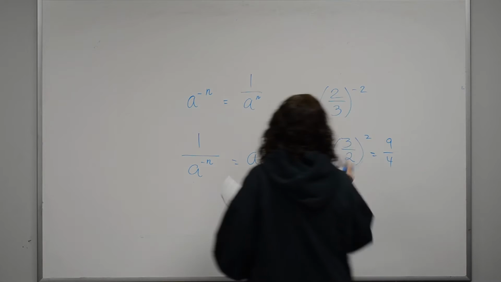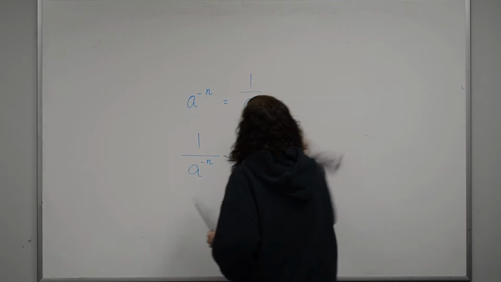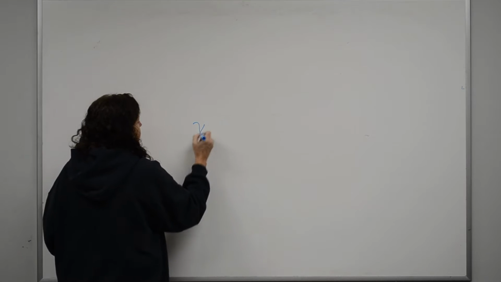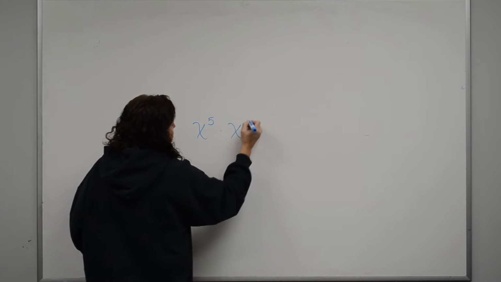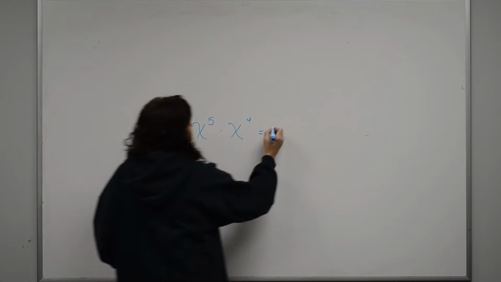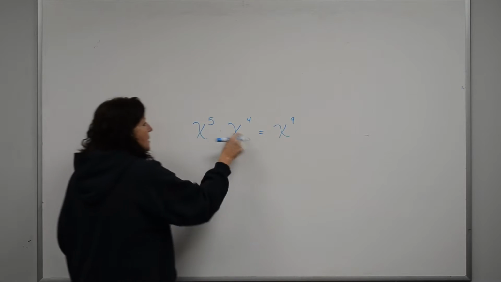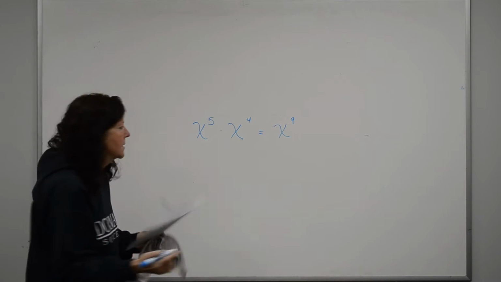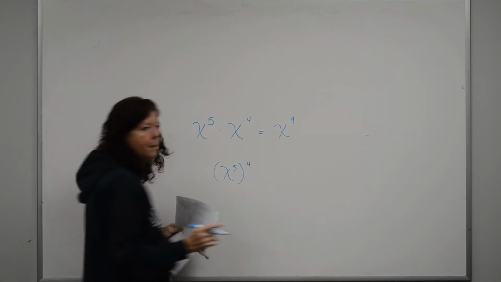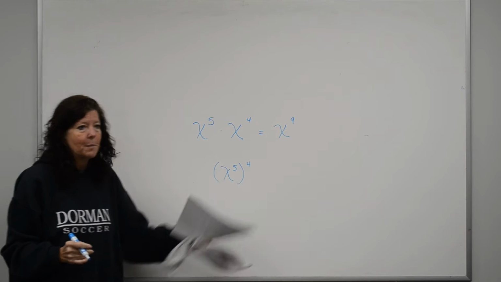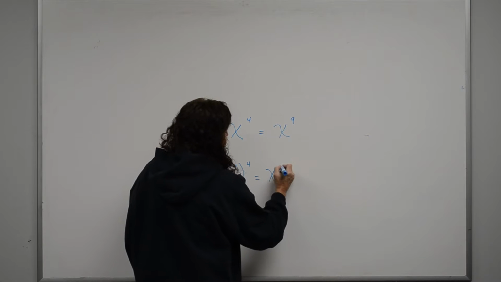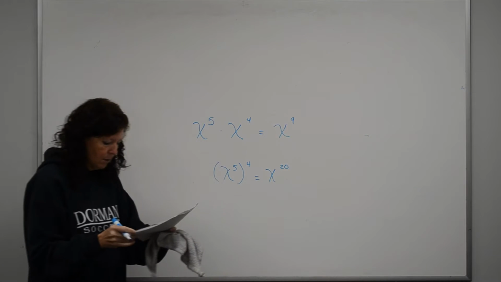Also in section 1, we talked about if you have base numbers that are the same and you're multiplying. So let's say I have x to the 5th times x to the 4th. What's that equal to? X to the 9th, because if the base numbers are the same, I add the exponents. What if I have a power raised to a power? I multiply. So that's x to the 20th power.